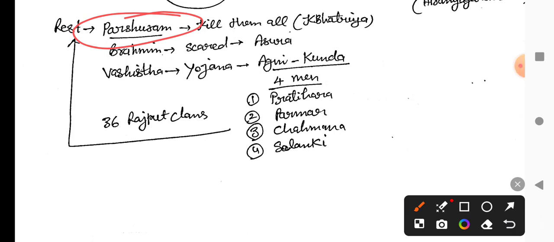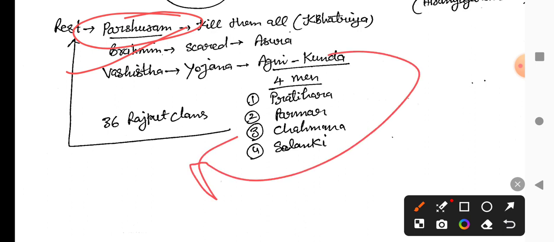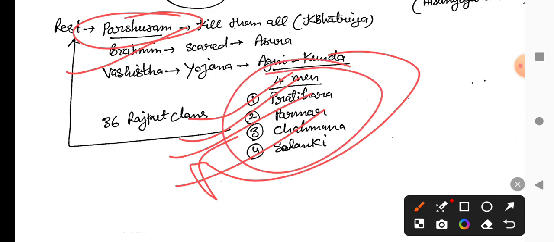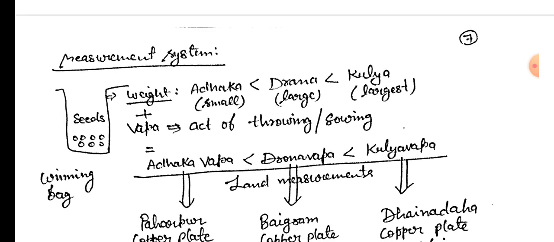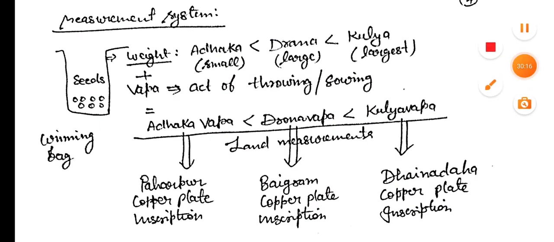Brahmins were scared of the Asuras, and Vasishtha made a yajna at an Agni Kund, and he also mentioned that these four Kshatriya clans evolved from Agnikul: Pratihar, Parmar, Chahman, and Solanki, and they have the 36 Rajput clans. The rest are out of the Brahmins. So these were evolved from Agni Kund.